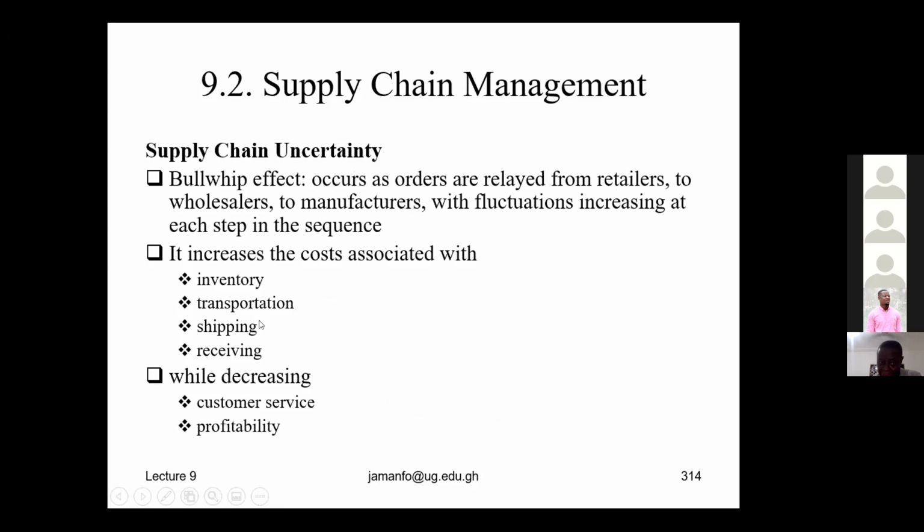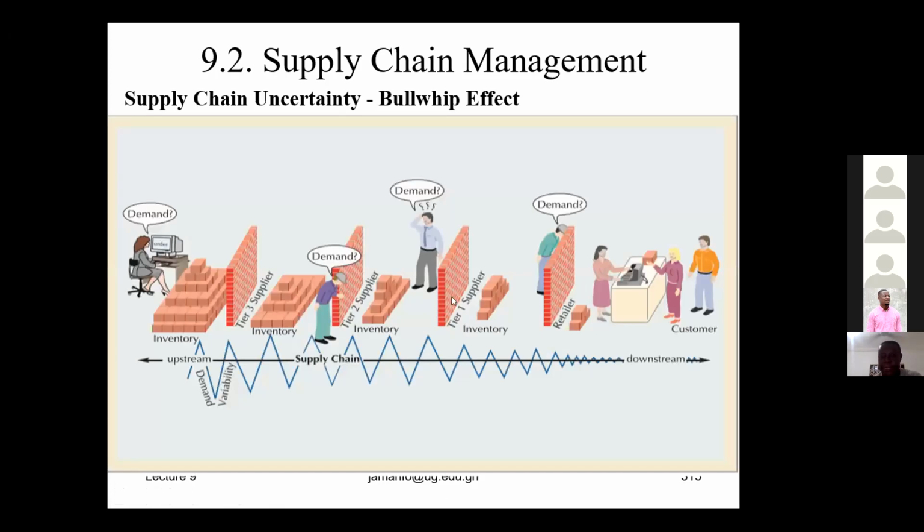Maybe before I explain further, let me take you to the diagram. You see that a small distortion in information at the downstream portion of the supply chain, as that distortion goes through the supply chain to the upstream portion, the level of distortion expands. So it's just like the entire class, we've lined up. Yeah?